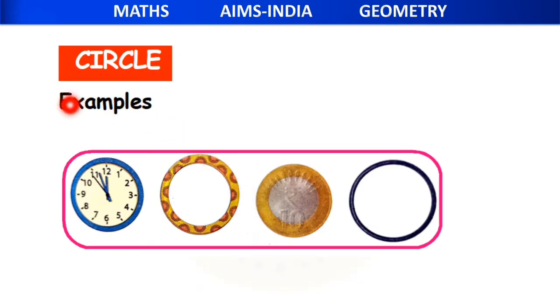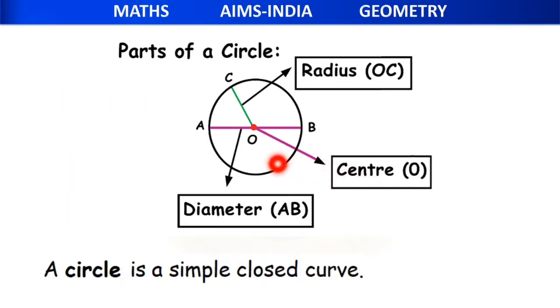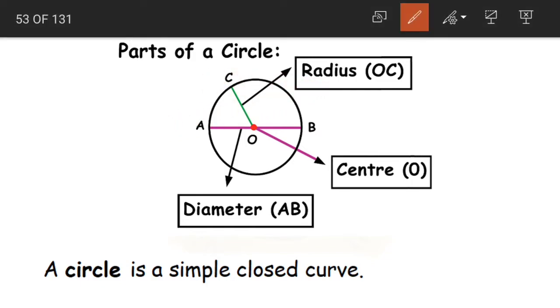Now coming to circle, we already know what is a circle. Yes, here are some examples of objects which are in the shape of circle. Now what are we going to learn about circles? We are going to learn about parts of a circle. What are we going to learn about, children? Parts of a circle. Now first, what is a circle again?